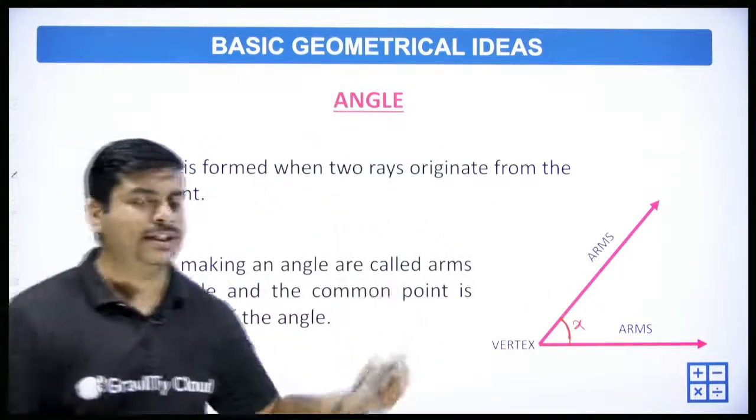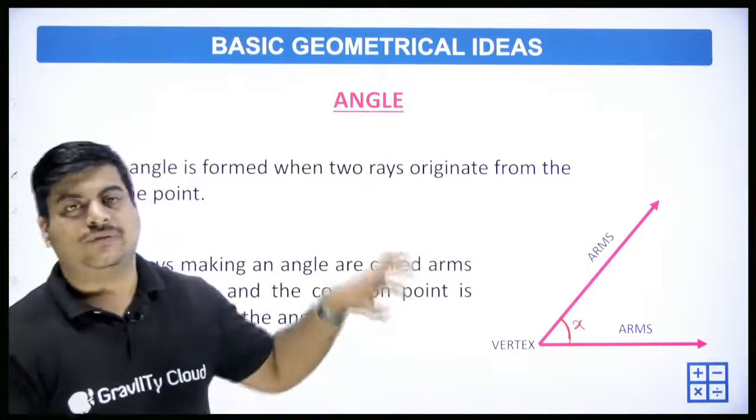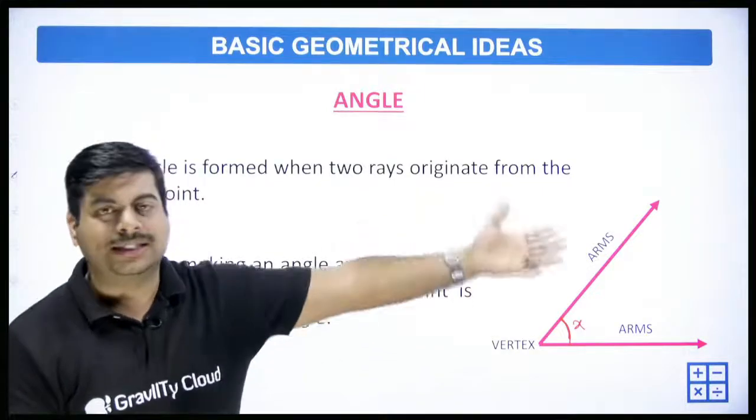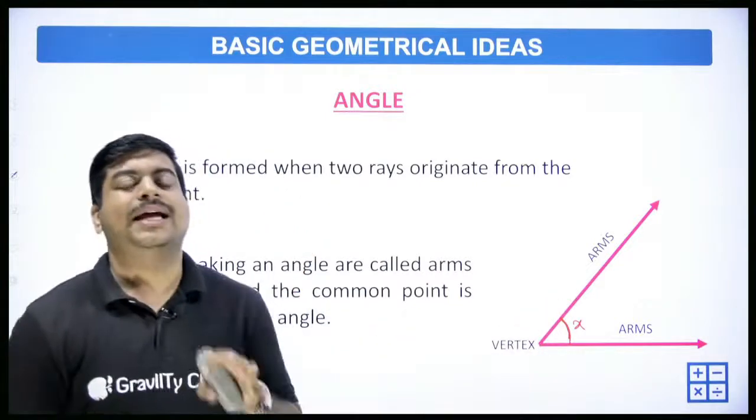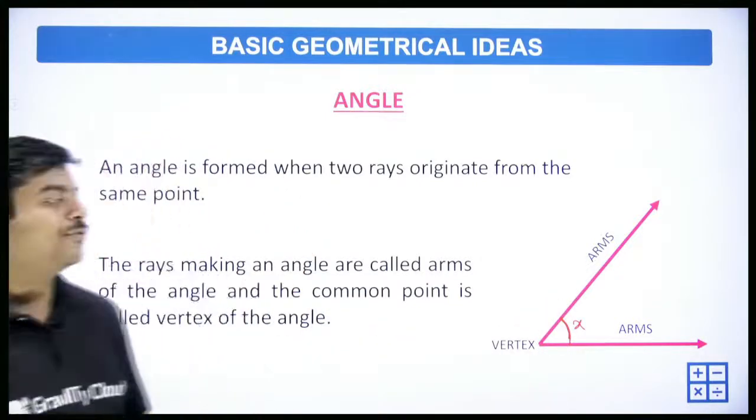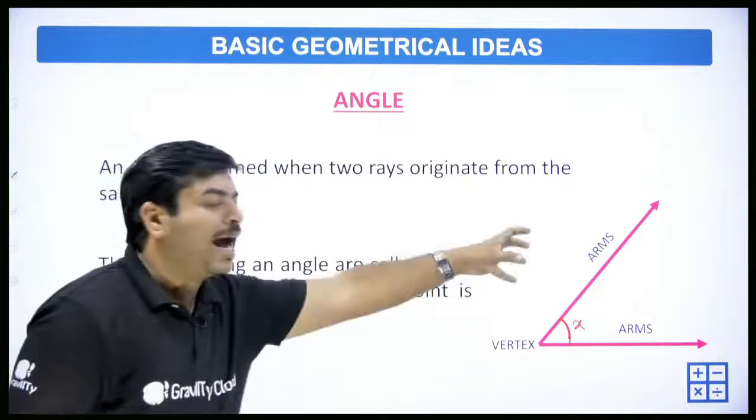We have separate systems for that. We say 30 degrees, 40 degrees, 50 degrees. So we are going to discuss that in the coming classes, right? So that measurement is x. Angle is formed using a vertex and two arms.